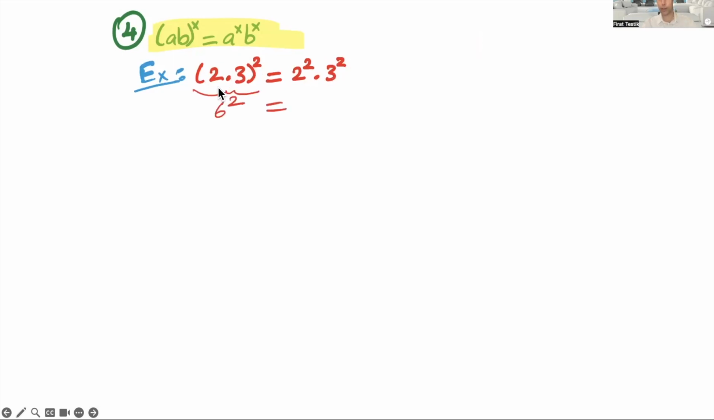Just to show that this equality holds, 2 times 3 is 6, and we take the square of it. So the left side of this equality is 6 squared, which is equal to 2 to the power 2 times 3 to the power 2. We know that 2 to the power 2 is 4, 3 to the power 2 is 9, so 4 times 9. Then 6 squared equals 36. 4 times 9 is equal to 36, and they are identical.